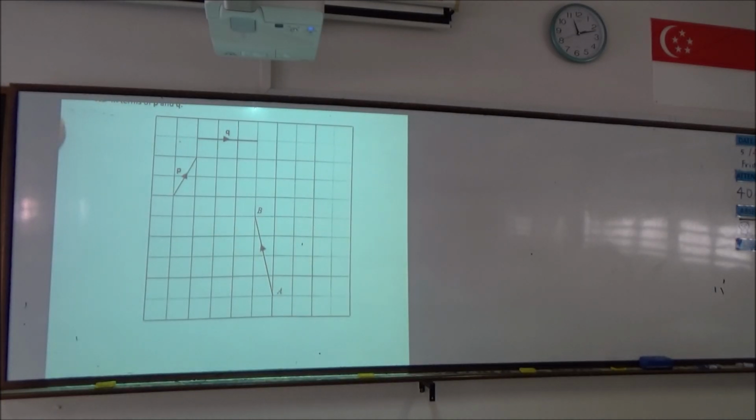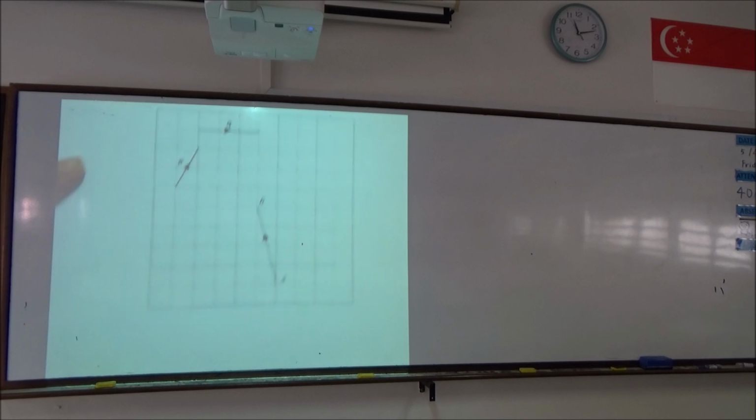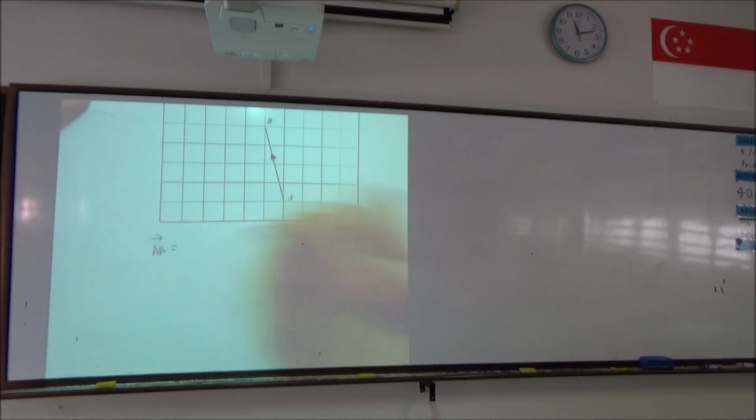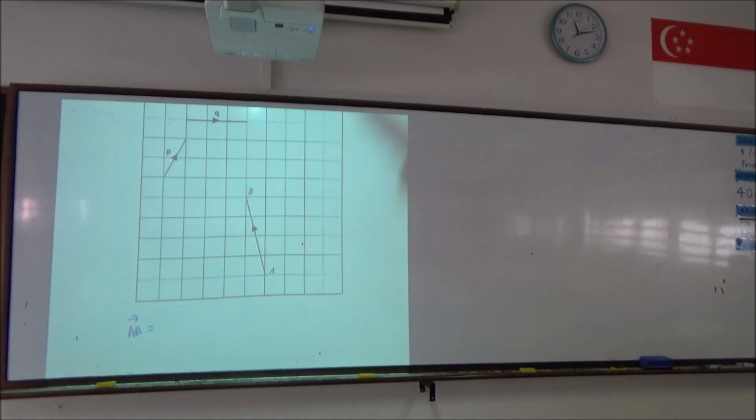Negative AB. What A, what B? I mean, expressed in terms of P and Q. So, how do I express AB in terms of P and Q? Q plus negative P. You sure? No. P minus Q.